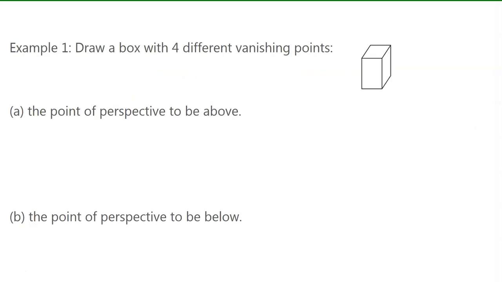So example 1, we're going to draw a box with 4 different vanishing points. In A, the point of perspective is going to be above. So let me start by drawing a rectangle, and then a vanishing point above that. So now we draw a line from each corner to the vanishing point.